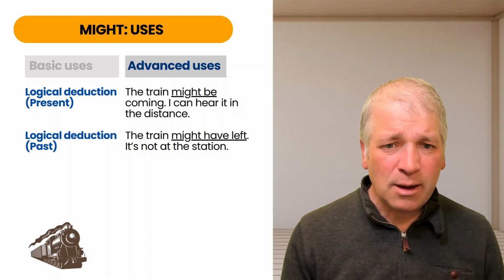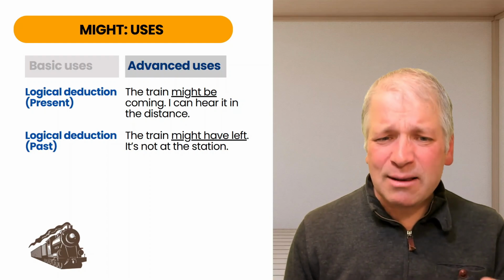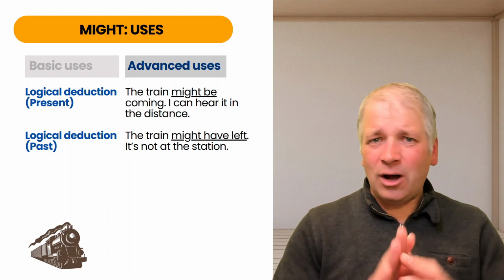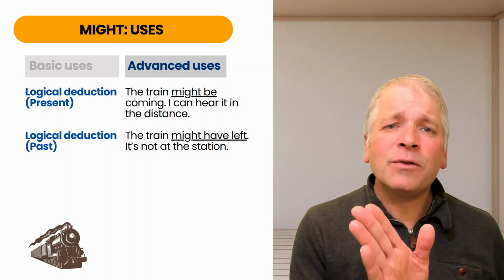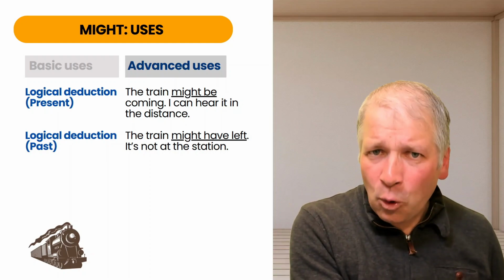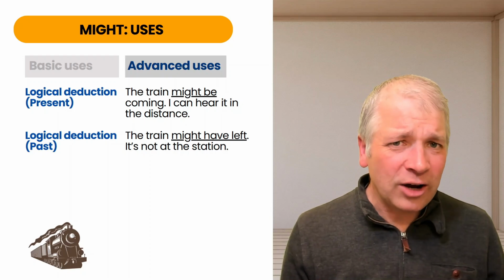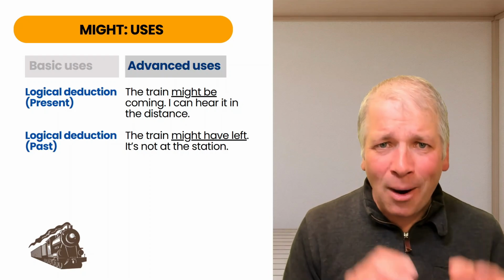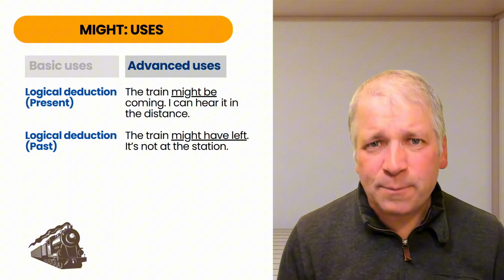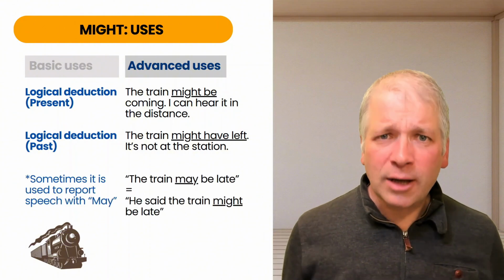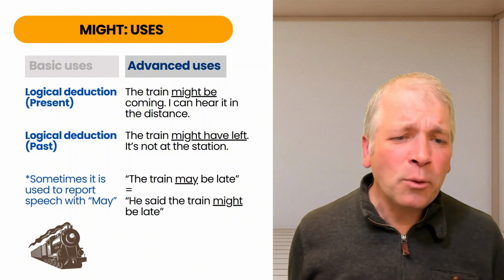But with the past example, the train might have left. It's not at the station. I'm at the station. I see no train. I think the train left the station before. I'm using logical deduction, so I say might have left. Might have past participle.